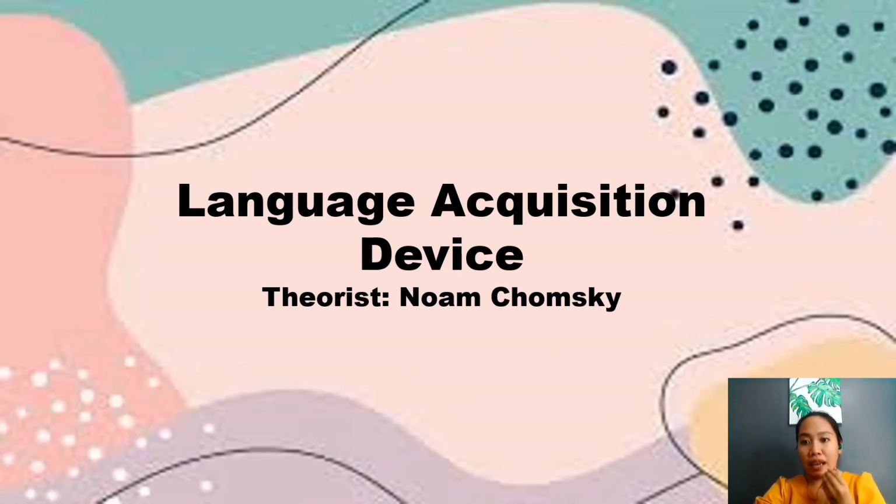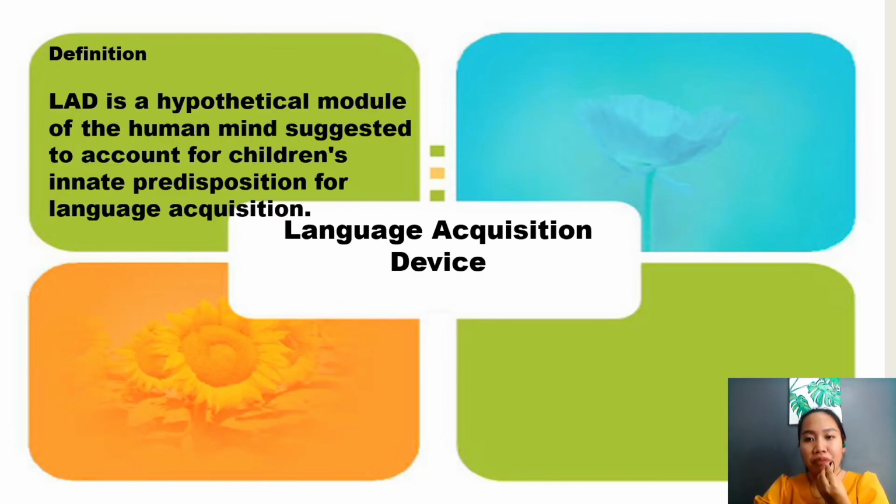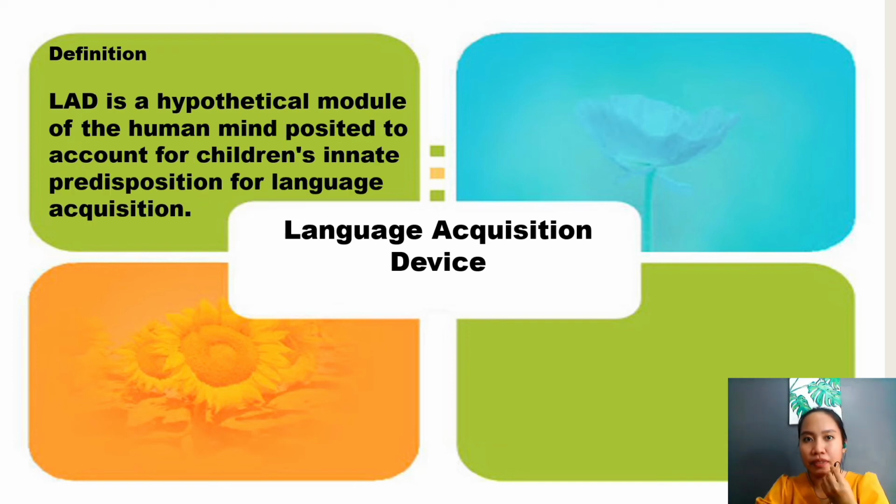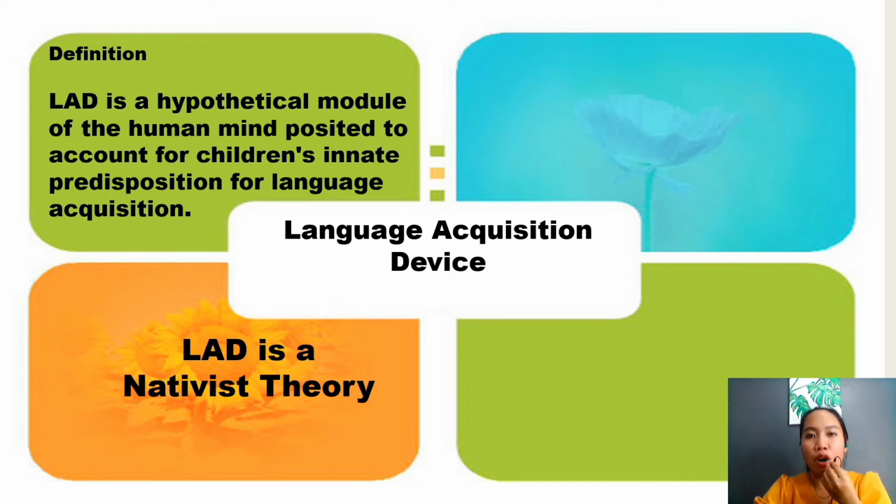Language acquisition device, or LAD, is also introduced by Noam Chomsky. The language acquisition device is a hypothetical module of the human mind suggested to account for children's innate predisposition for language acquisition. Its concept is an instinctive mental capacity which enables an infant to acquire and produce language. LAD is a component of nativist theory of language. So that means that it asserts that humans are born with the instinct or innate facility for acquiring language.